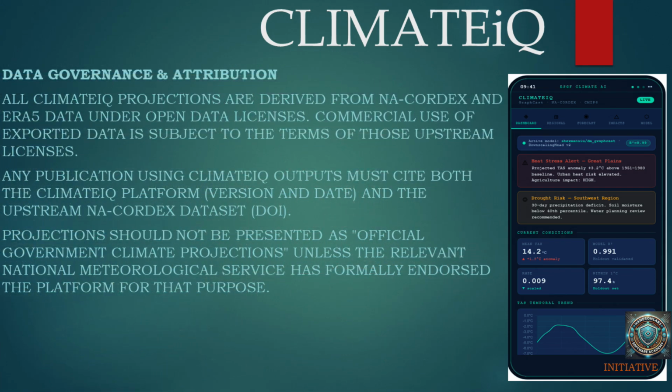So we now go into the data governance and attribution. All ClimateiQ projections are derived from NA-CORDEX and ERA5 data under open data licenses. Commercial use of exported data is subject to the terms of those upstream licenses. Any publication using ClimateiQ's outputs must cite both the ClimateiQ platform version and date and the upstream NA-CORDEX data sites. Projections should not be represented as official government climate projections unless the relevant National Meteorological Service has formally endorsed the platform for that purpose.